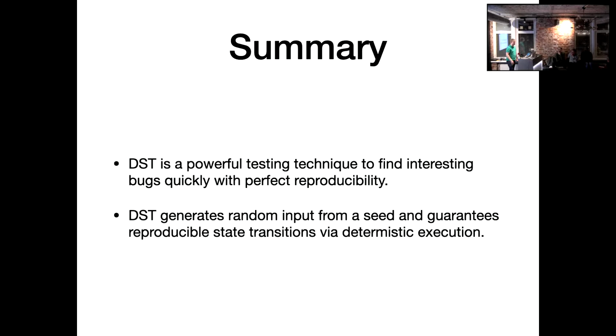We can keep talking, that's fine. But anyway, DST is a powerful technique for finding interesting bugs quickly with perfect reproducibility. And as I mentioned, the key bit for me is that you have this seed that generates the input randomly and also the different paths. And then the deterministic execution guarantees that you are always going through the same state changes. I think that's more or less very simple. We can keep talking if we have more questions.